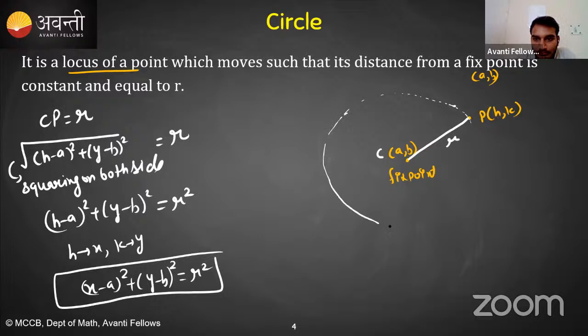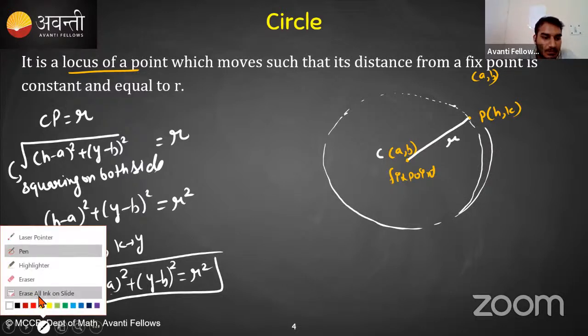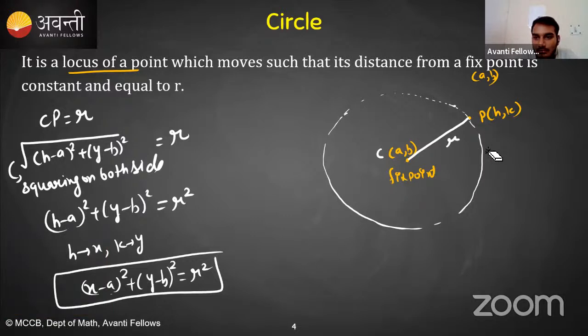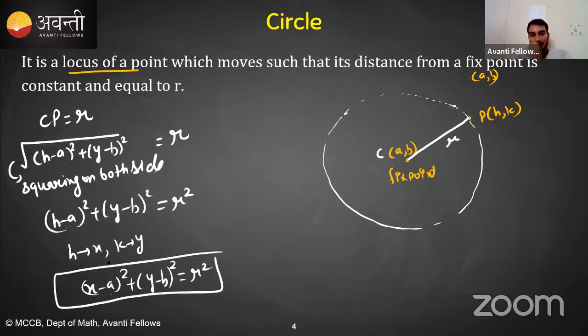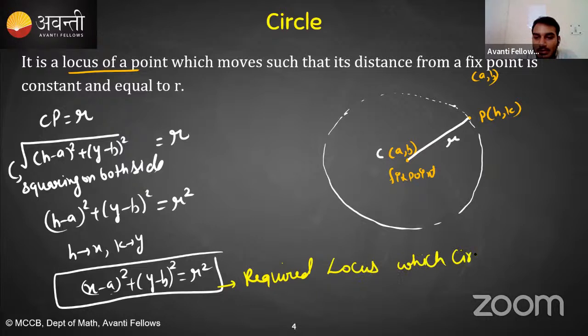Like this. Is this clear, everyone? Is this clear? So that's why it is a circle. This is the required locus, which is a circle. We just gave it a name.